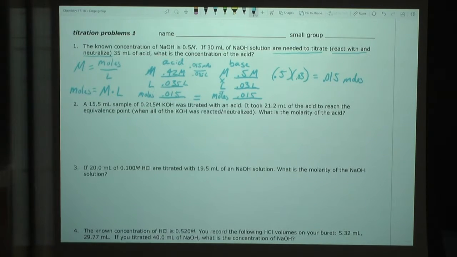So if we're looking at this as a stoichiometry situation instead, just real quickly, I've got acid with base to make water and salt.